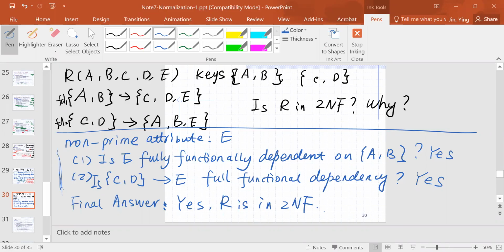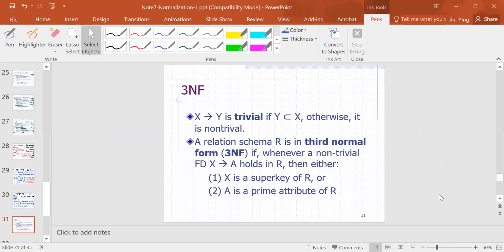That's for second normal form. And this is the hardest one to work on. Then when we move on to the next ones, third normal form and Boyce-Codd normal form, they are relatively easy. So we are now ready to move on. Okay, so let's see the third normal form.